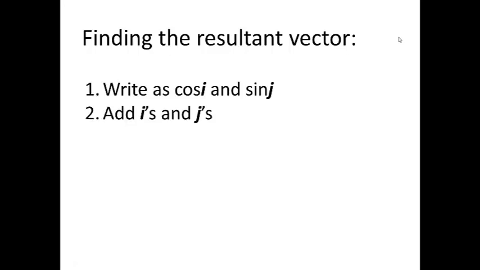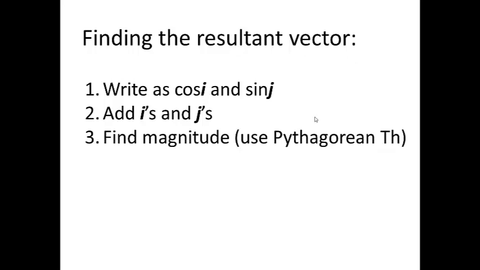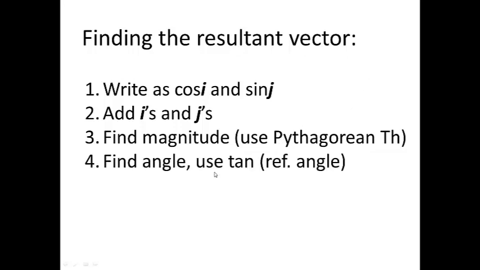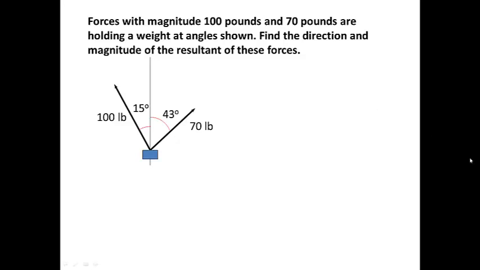All right, here are some rules if you are getting lost with so many different steps. Finding the resultant vector, first write it as a cis problem, cosine i and sine j. You're going to add all the i's together, add all the j's together of your two vectors. Then find the magnitude using the Pythagorean theorem, a squared plus b squared, take the square root. Find the angle, use the tangent. That finds your reference angle, not your real angle. Okay? I'm going to try and do this one together.